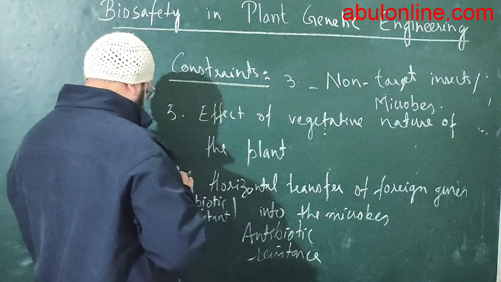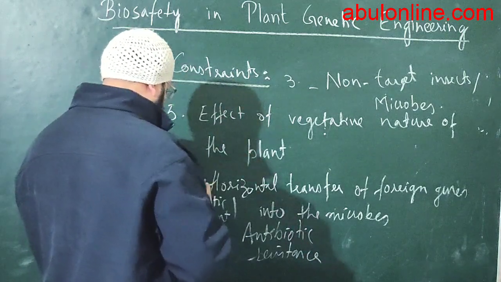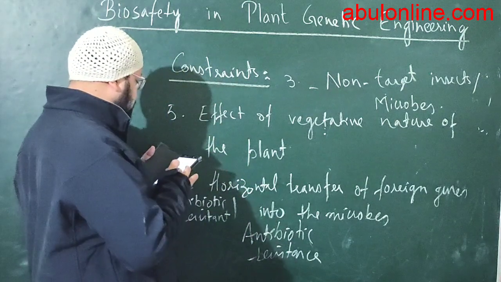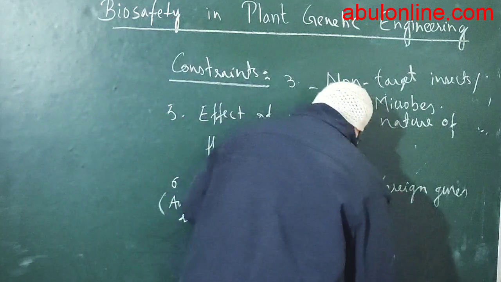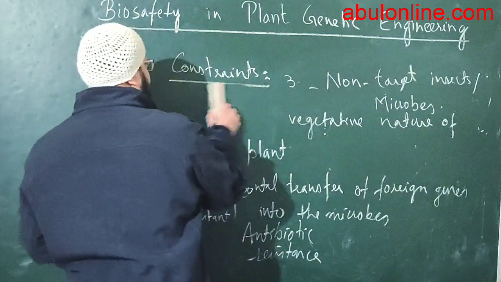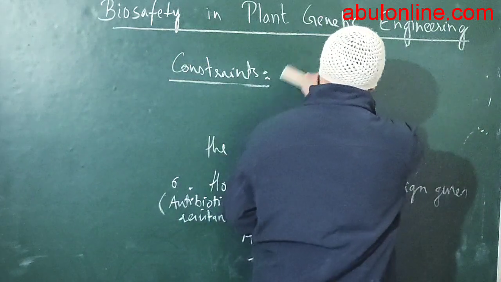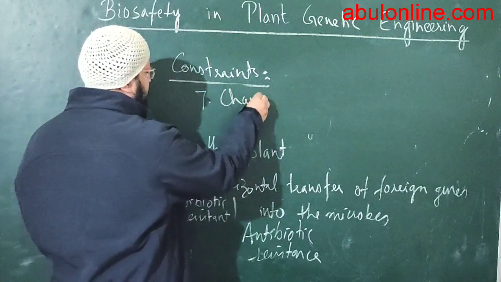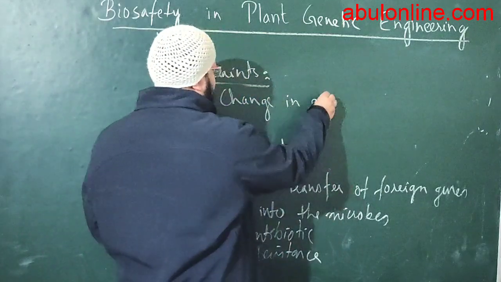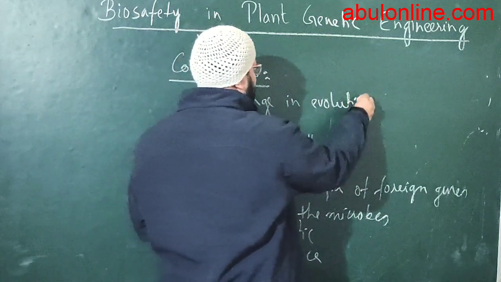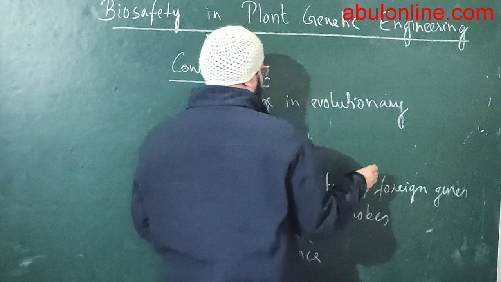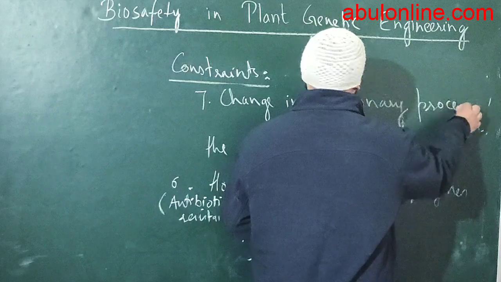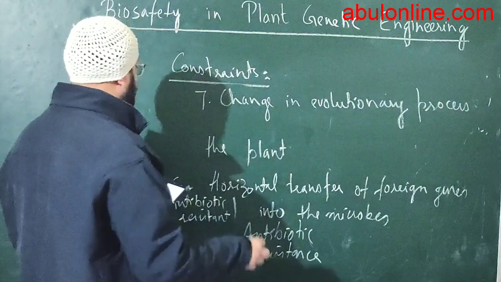So this is in the human and the animal pathogens. The antibiotic resistance may develop because of the use of the GM crops. The last point regarding the last constraint is the change in evolutionary pattern, because evolution is considered, speculated to be a continuous process. So in the evolutionary process, there might be a simple change in it.